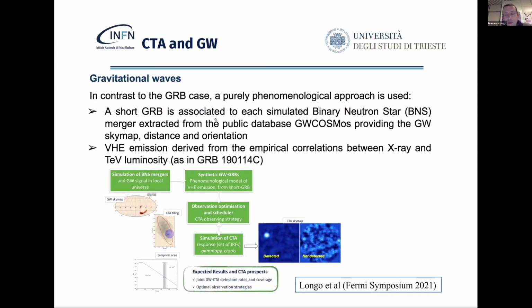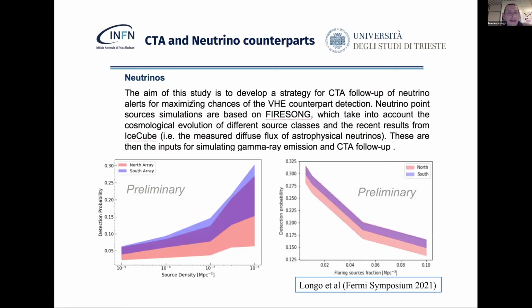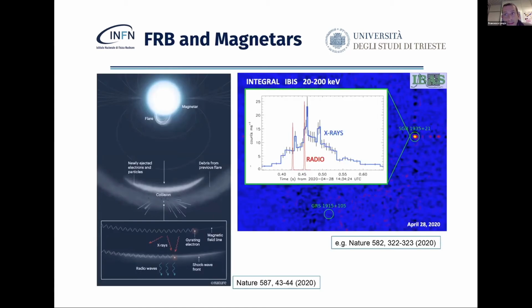And the same is true for CTA in gravitational waves, where we will do a tiling using CTA to cover the huge error box to get a possible counterpart there. And last but not the least, the neutrinos, where also we are adopting some theoretically motivated emission of gamma rays to get the number of possible counterparts to neutrinos. So there are several other topics.